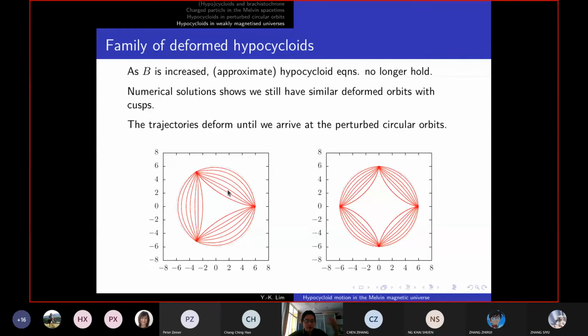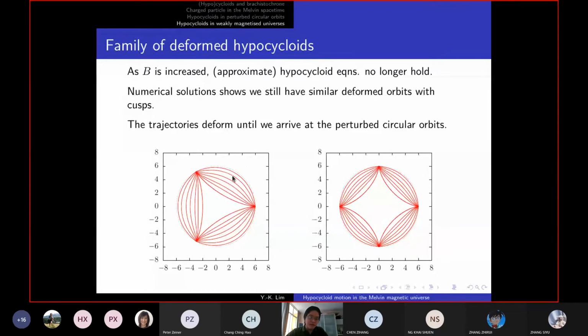Then if I increase higher and higher, I get a particle orbit that is almost like a circle, but not quite. So this is actually the perturbed circular orbit. That means we have a family of curves connecting the two regimes. In the weak field regime, I get a hypocycloid. And in the previous section, when we were looking at the perturbative circular orbit, I have another situation with a cycloid as well.